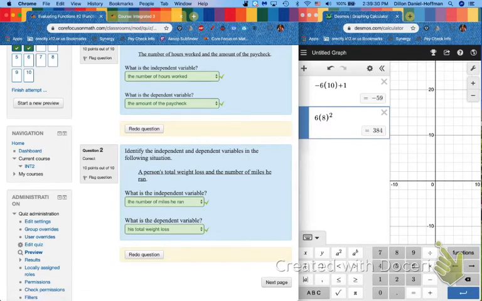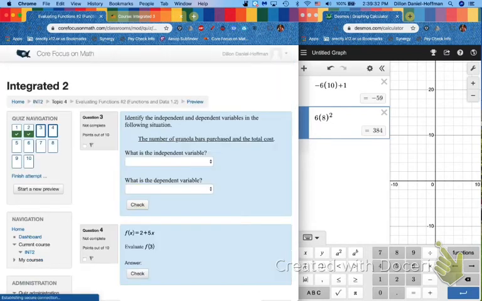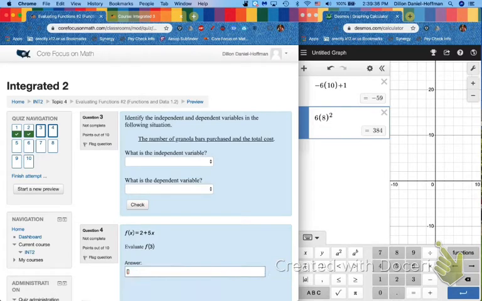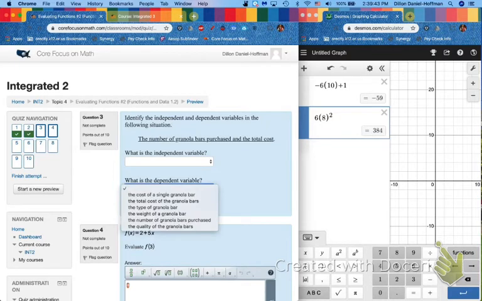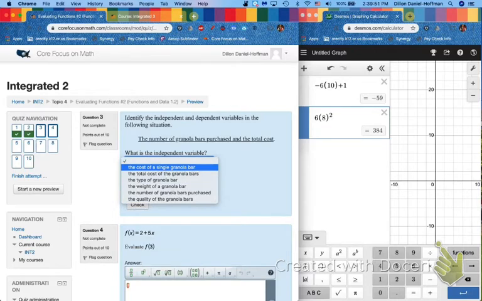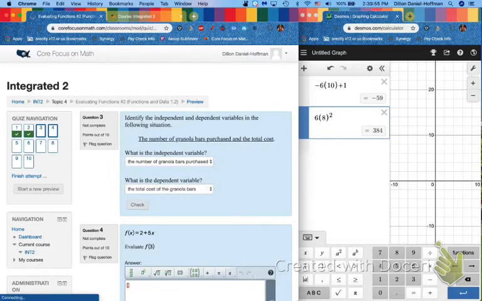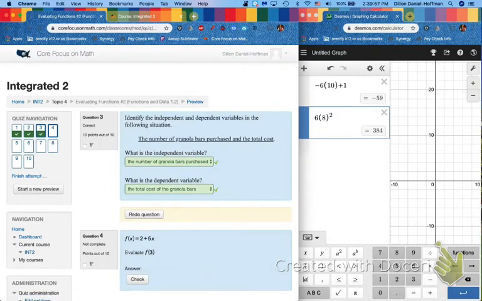Okay, getting through these a little faster because they're review. This is a new one, but the same exact thing. Again, you could pause, try this for yourself at any time. The number of granola bars purchased and the total cost. Again, I'm going to the store. The total cost of my granola bars depends on, well, how many do I buy? The more granola bars I buy, the more my total cost will be.